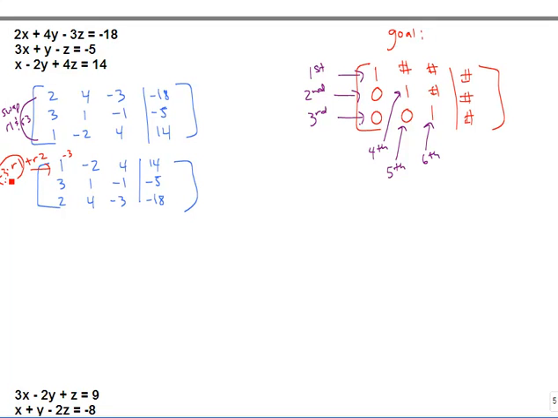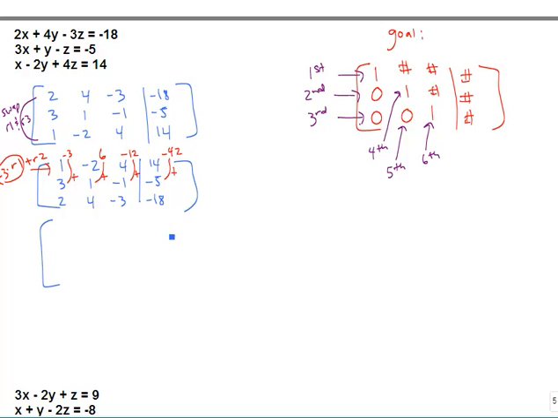Alright, so -3 times -2 is +6. -3 times 4 is -12. And -3 times 14 is -42. Now we're going to take those little red numbers and we're going to add them to that second row so that we can try to get our 0.